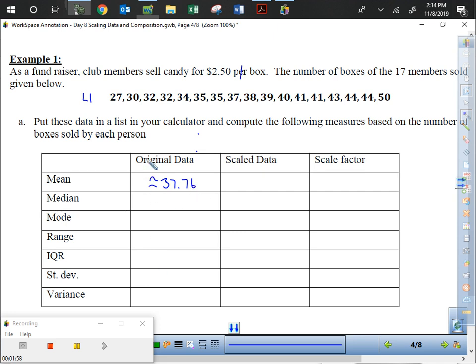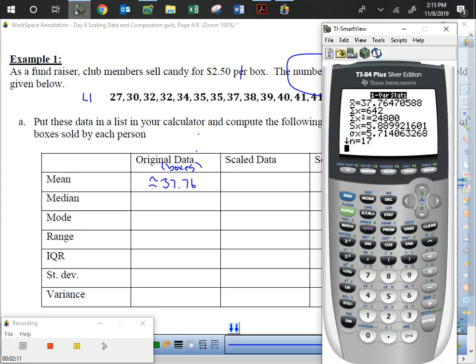Now remember, this is all dealing with this first set, which is number of boxes. So up here I'm just going to write boxes to take care of those labels for me. Now we can't really have a partial box, but this is just an average, so it's okay that it looks a little ugly. We'll scroll down to find the median, and it's 38.